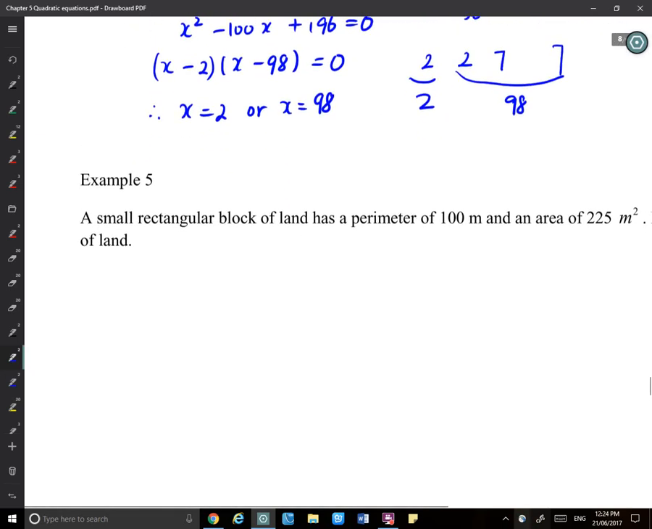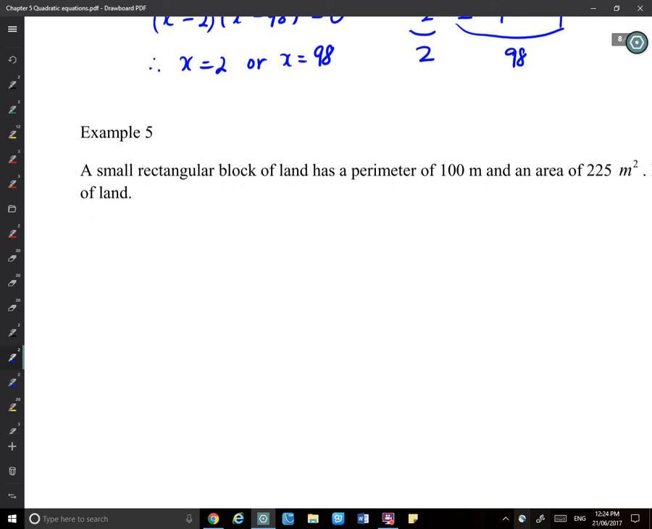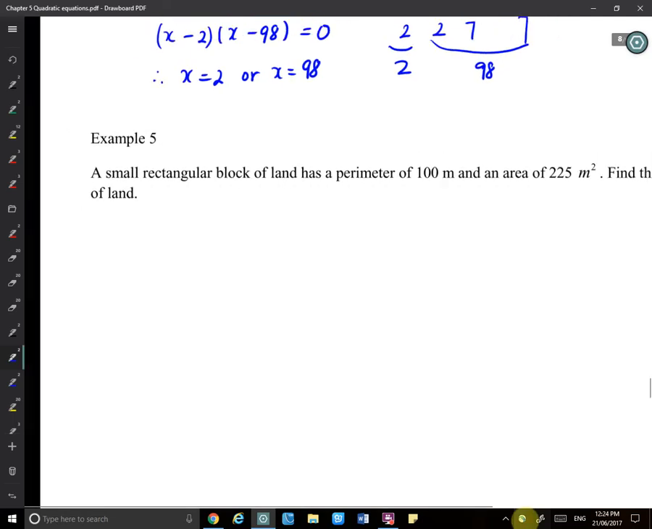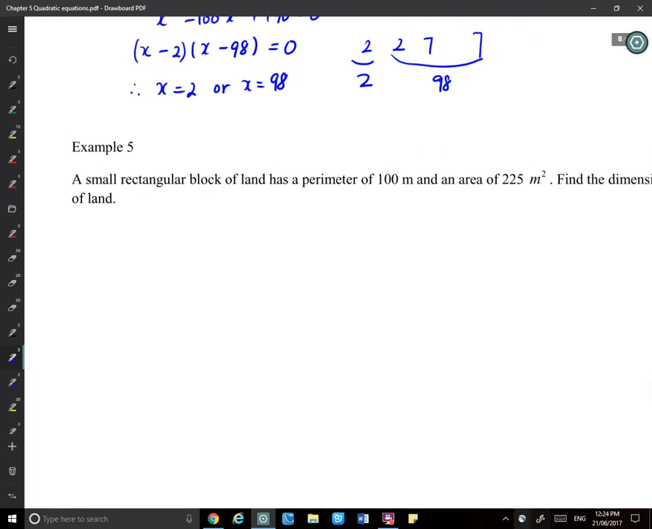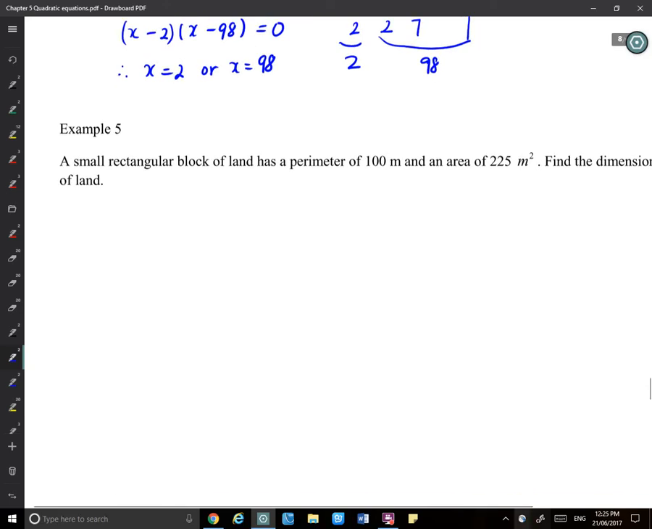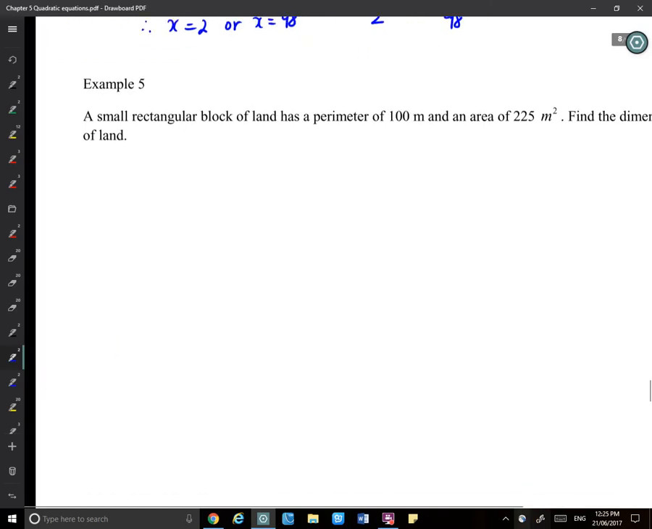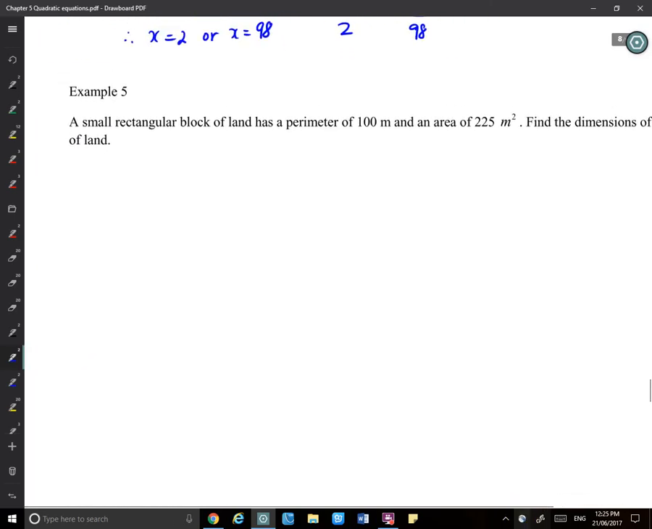Okay, example 5. A small rectangular block of land has a perimeter of 100 meters and an area of 225 square meters. Find the dimensions of this block. Let's draw a rectangle first.